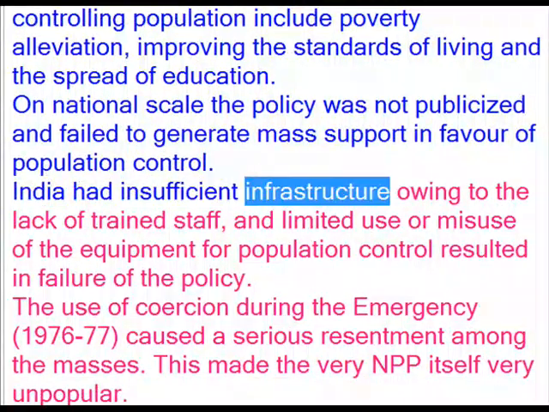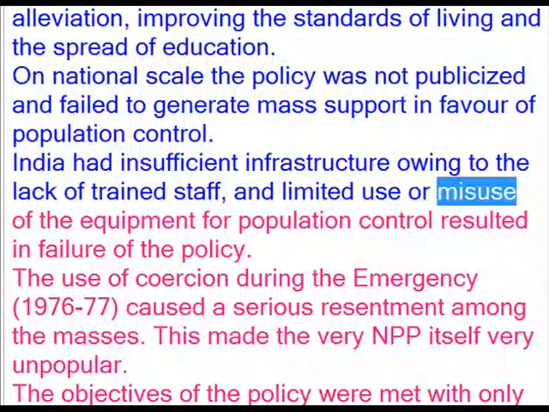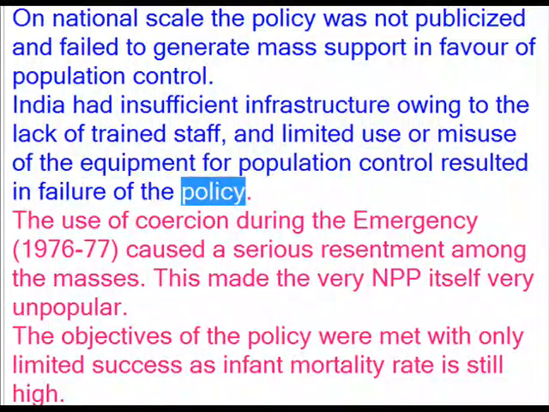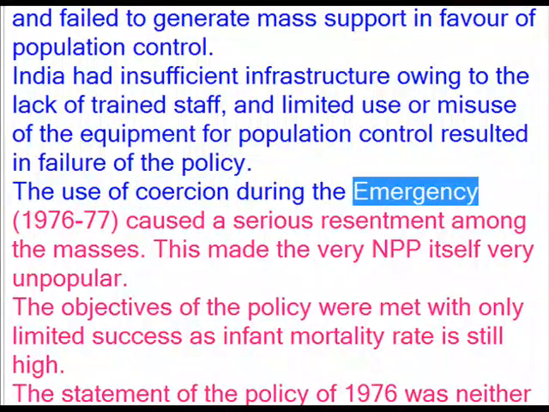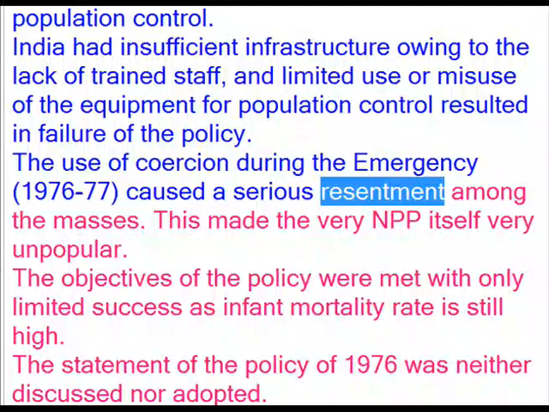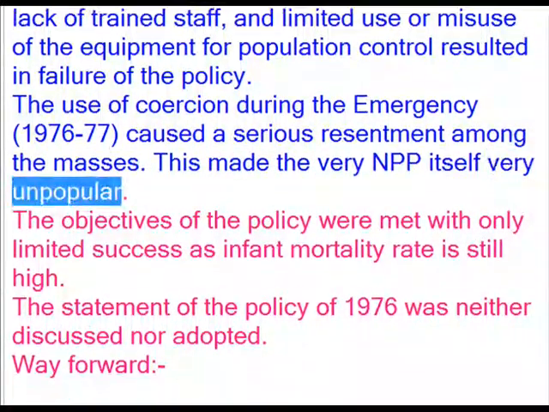India had insufficient infrastructure owing to the lack of trained staff, and limited use or misuse of the equipment for population control resulted in failure of the policy. The use of coercion during the Emergency of 1976-77 caused serious resentment among the masses. This made the policy itself very unpopular.